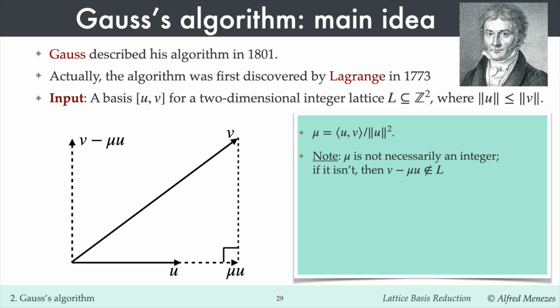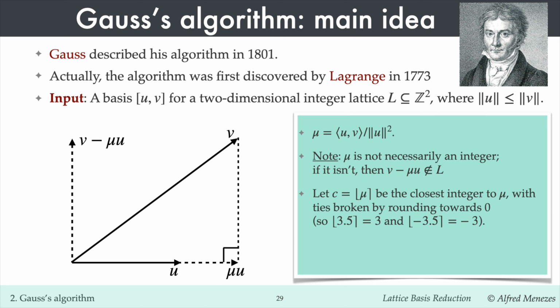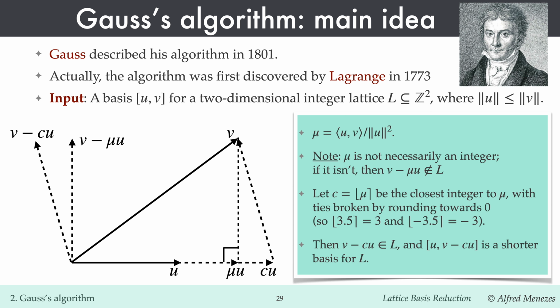Unfortunately, in general, mu will not be an integer, so v minus mu times u won't belong to the lattice. To handle this case, we'll take the closest integer c to mu, where ties are broken by rounding towards 0. For instance, the closest integer to 3.5 is 3, and the closest integer to minus 3.5 is minus 3. Since u is in the lattice and c is an integer, v minus c times u is guaranteed to be in the lattice.